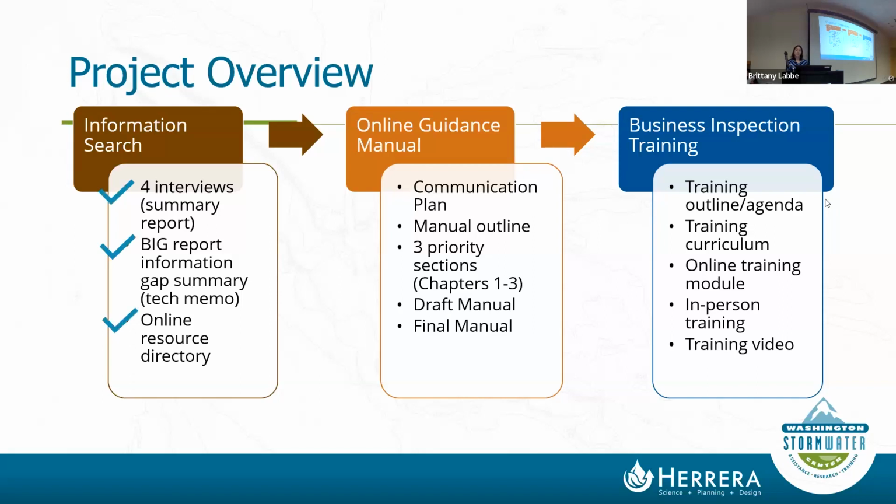So after that task, we shifted into the online guidance manual. We started off with developing 3 priority sections, focusing on codes and ordinances and inventory development. Those were some of the early stages and source control requirements in the permit. Then we published the draft manual and final manual. It's available on the Stormwater Center website, and I'll be sharing that information as well.